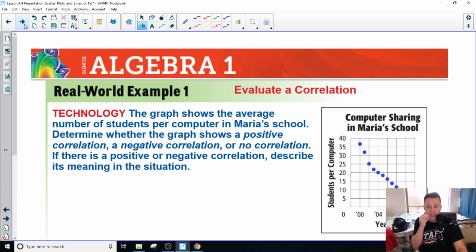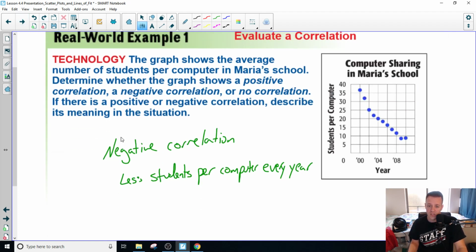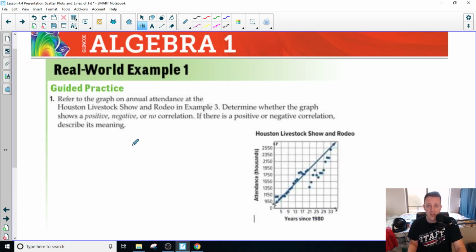So let's begin. On this correlation, this graph shows the average number of students per computer at Maria's school. What you guys have to determine is whether this is negative, positive, or no correlation at all. Well, by looking at this, I could technically draw a line somewhere like that, which would show what kind of correlation? Negative. Okay, so this is a negative correlation, but then what does it mean? It means that there are fewer students per computer every year. I'll pause it if I'm moving too fast. Make sure you guys get the annotation, but I want to make sure I move through this lesson relatively quickly.